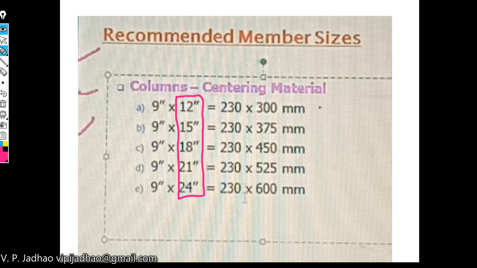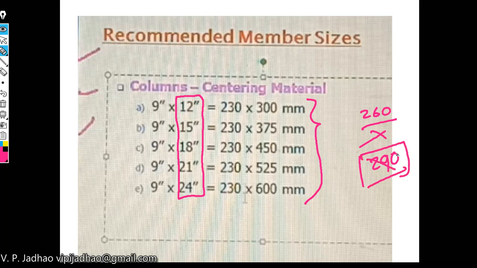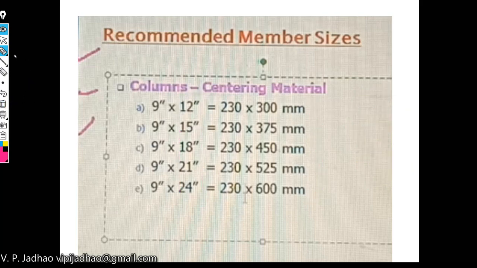Therefore, whenever we design, we should consider standard dimensions for columns or beams, because shuttering will not be available in a size, let us consider, 260 mm. This is not available. Or if we want a 290 mm size of shuttering, these are not available in the field. Therefore you should use standard sizes of columns and beams.